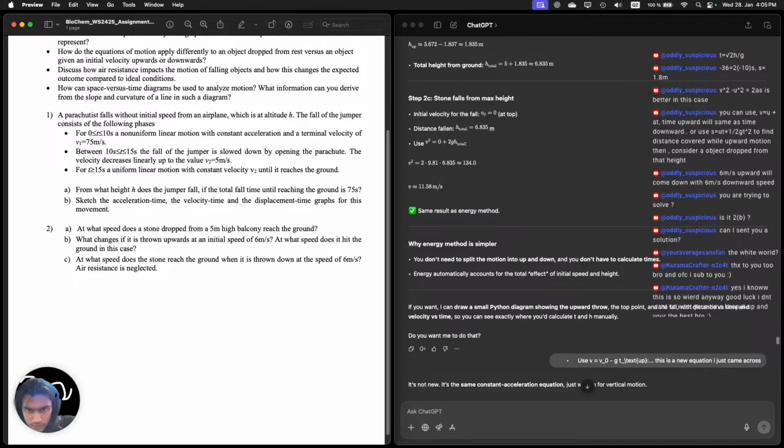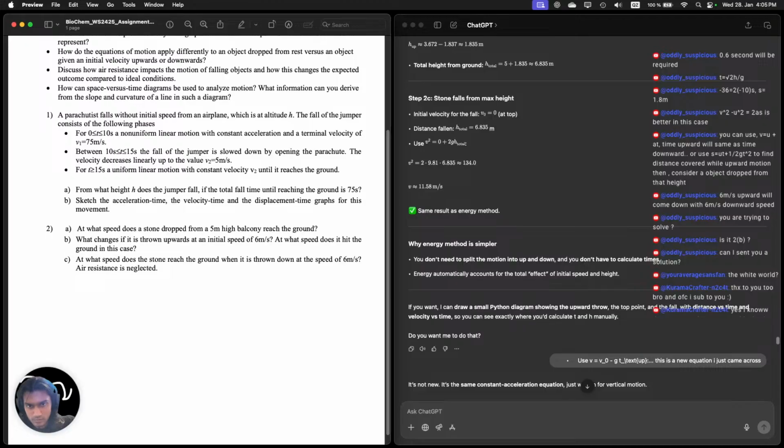Minus 36. Okay, mine equals 2 times minus 10. S equal to 1.8. My 1.8. That should not be correct. 0.6 seconds will be required. Wait, what? 0.6 seconds would be required. Are you talking about the third one? I still haven't tried the third one.